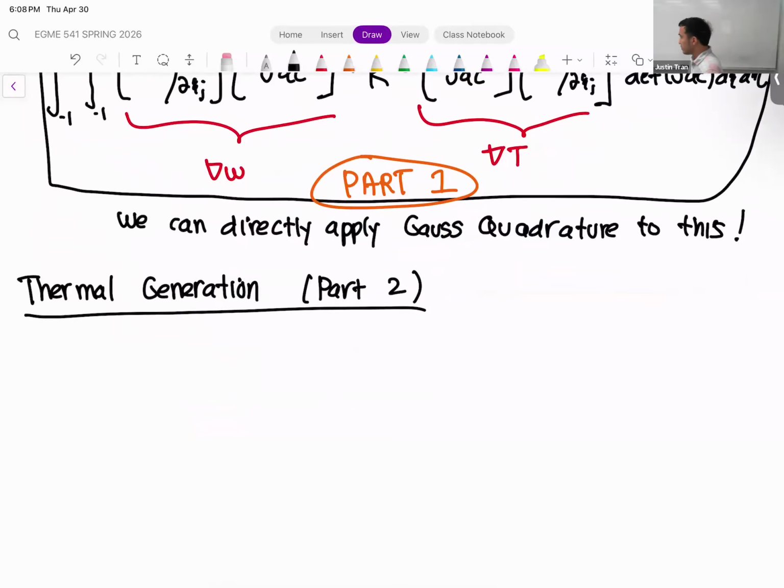Okay. So let's do thermal generation first. And so this is going to contribute to the element forcing vector for each of our elements.